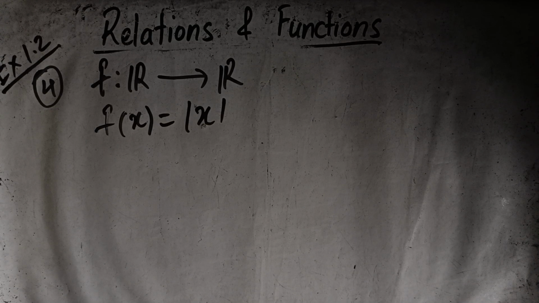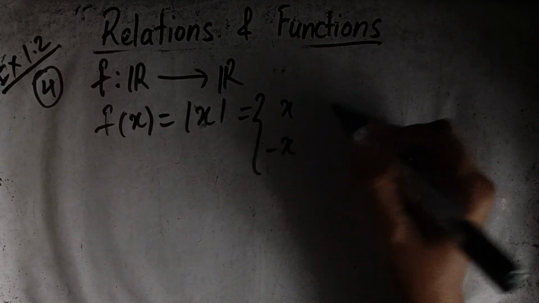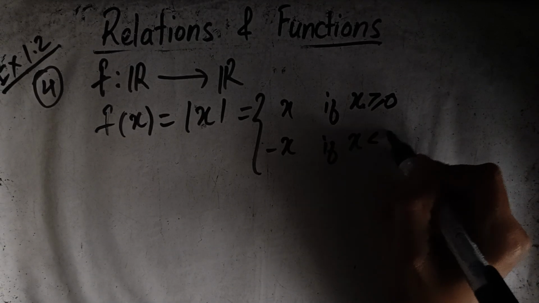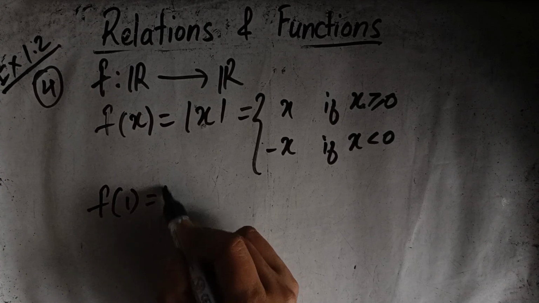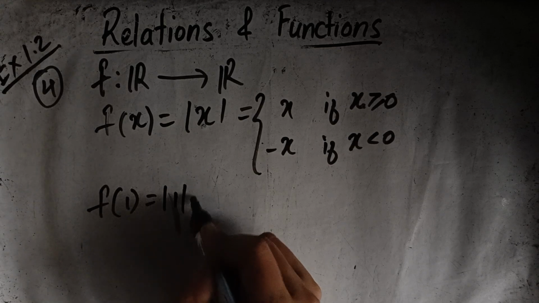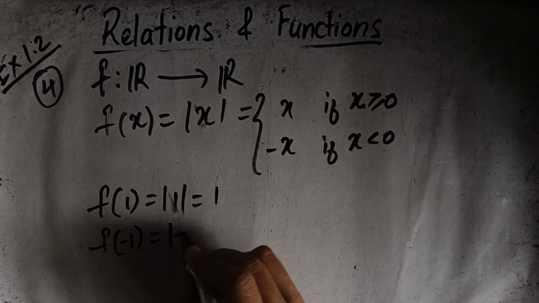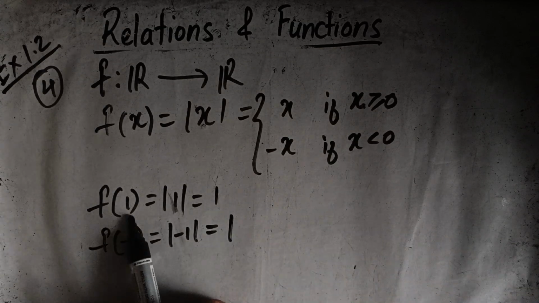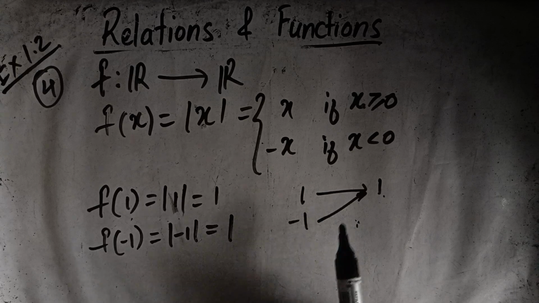So this function is defined as x if x is greater than or equal to 0, and minus x if x is less than 0, right? So we know that if you take 1, when it goes inside the mod, you will get a positive number. If you take minus 1 inside the mod, you will again get a positive number, right? So 1 is going to 1 and minus 1 is also going to 1. So this becomes many one.